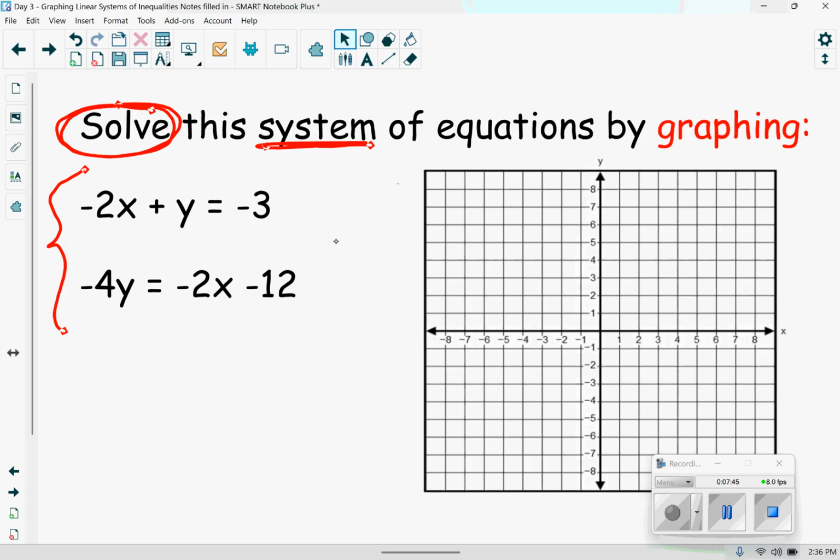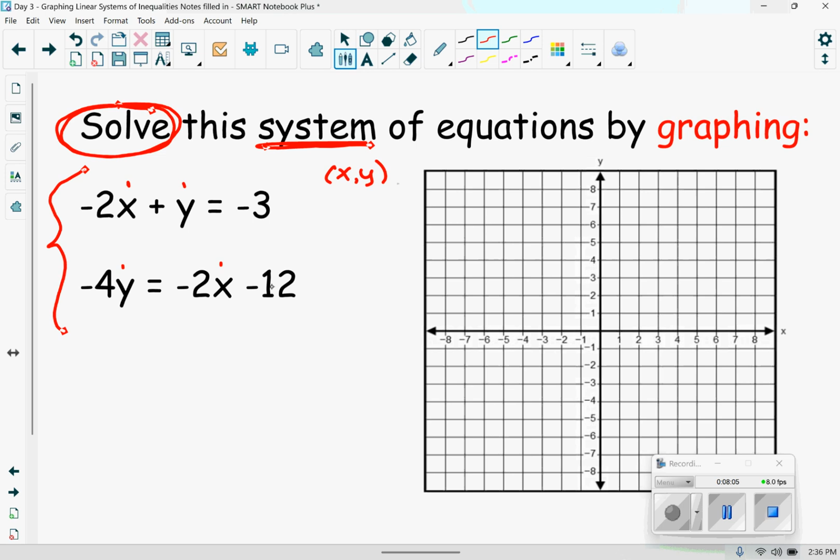Whatever point we come up with, the intersection, whatever (x, y) that is, if I plug it in here and here, it'll make that one right. And if I plug in x and y here, it'll make that one true as well. So let's see what that point of intersection is.